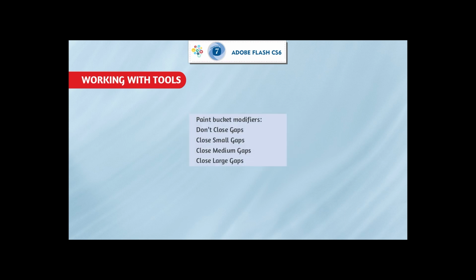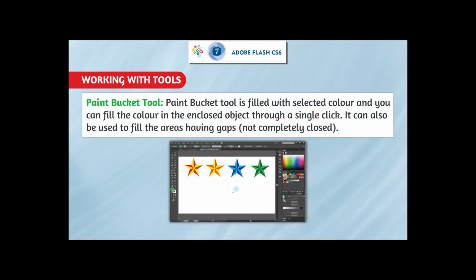Paint bucket modifiers. Don't close gaps. Close small gaps. Close medium gaps. Close large gaps. Paint bucket tool. Paint bucket tool is filled with selected color, and you can fill the color in the enclosed object through a single click. It can also be used to fill the areas having gaps not completely closed.